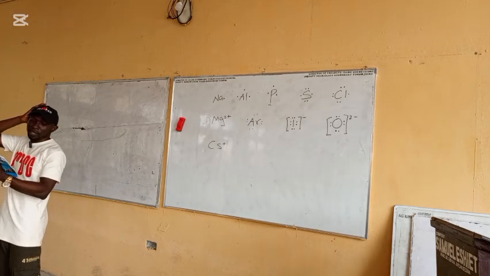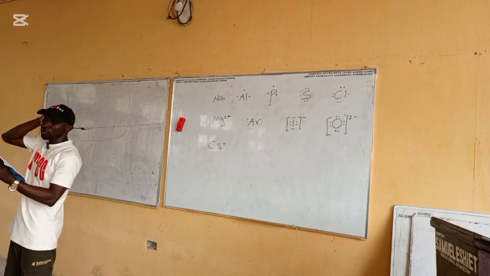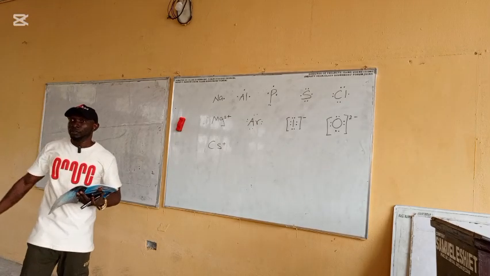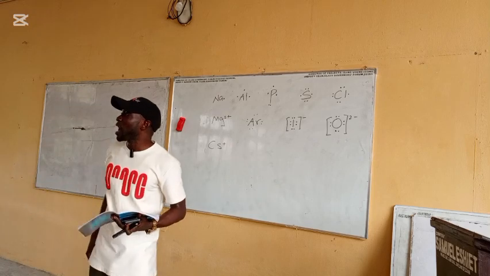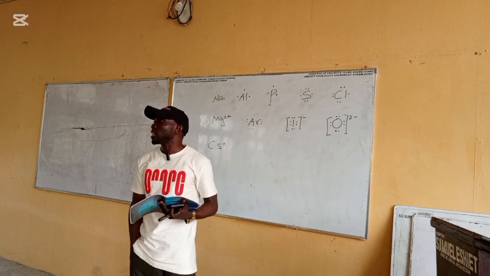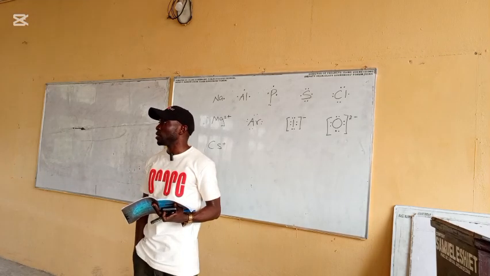Now, look at step 1 there. Step 1 says, the number of valence electrons in a potassium ion. Now, let's answer the question first. Relax. How many valence electrons are there in a potassium ion? All of you are wrong. The answer is 0.